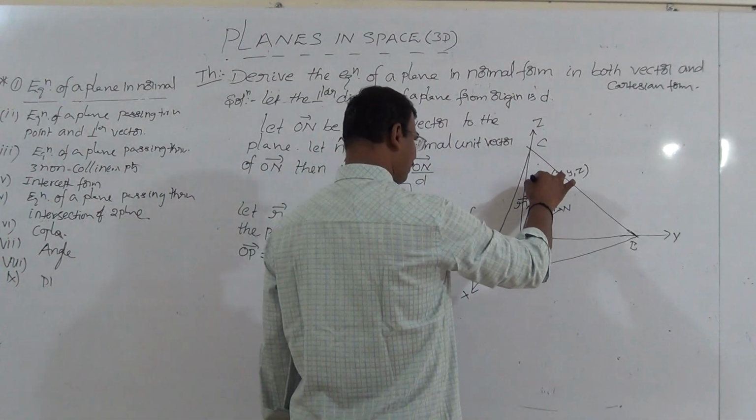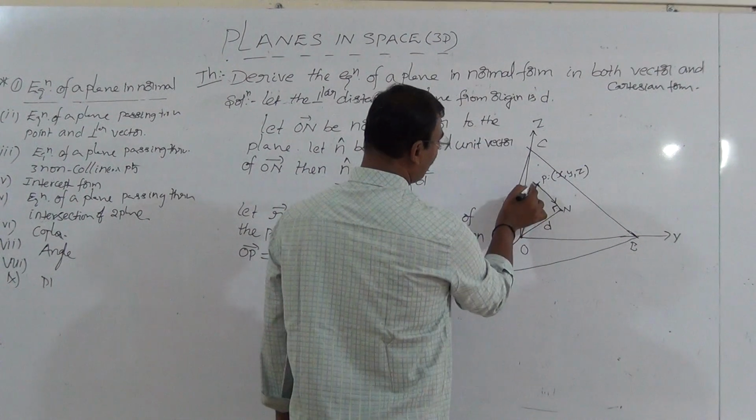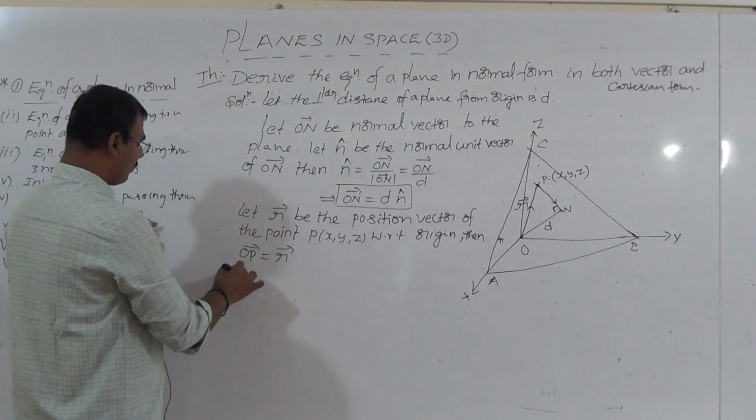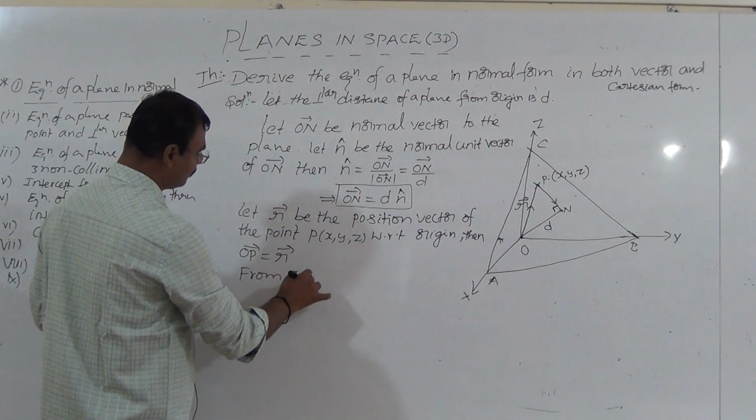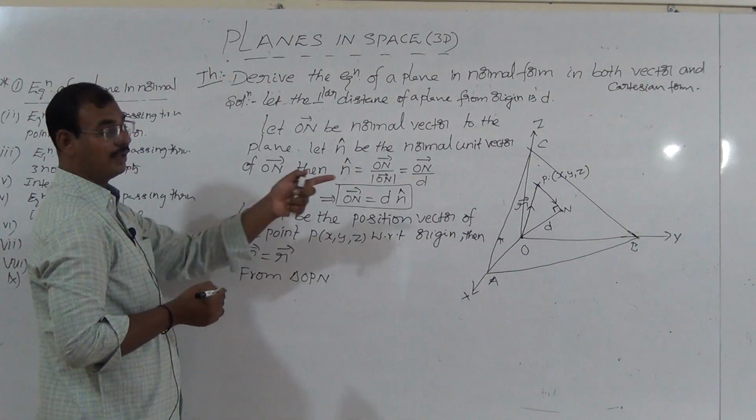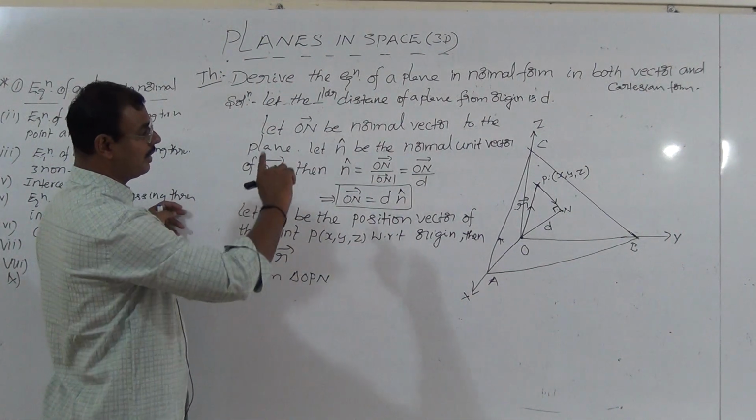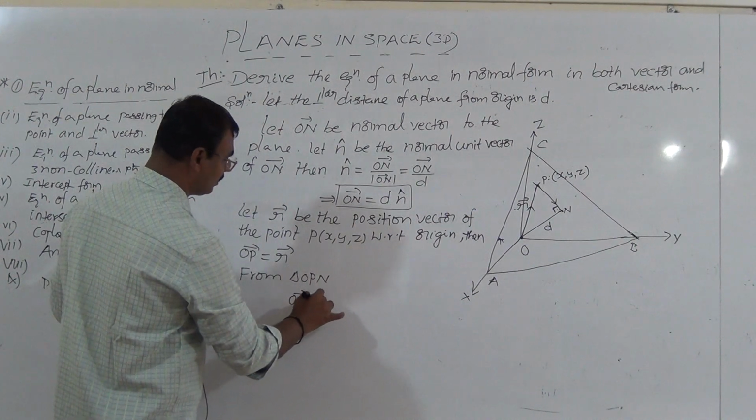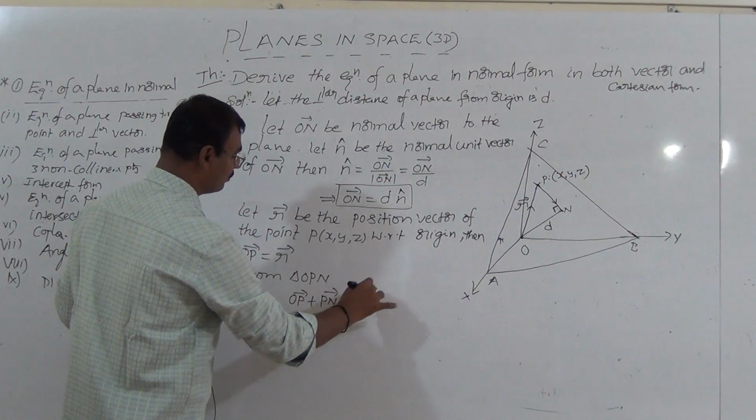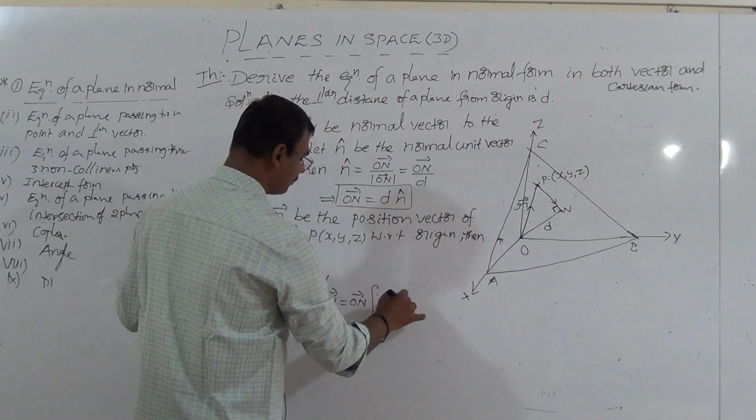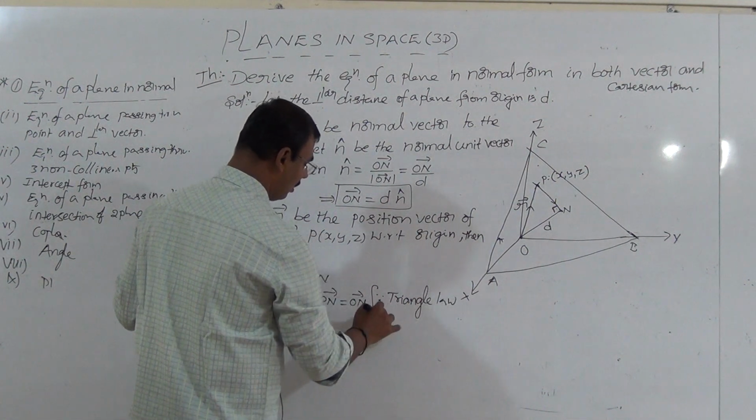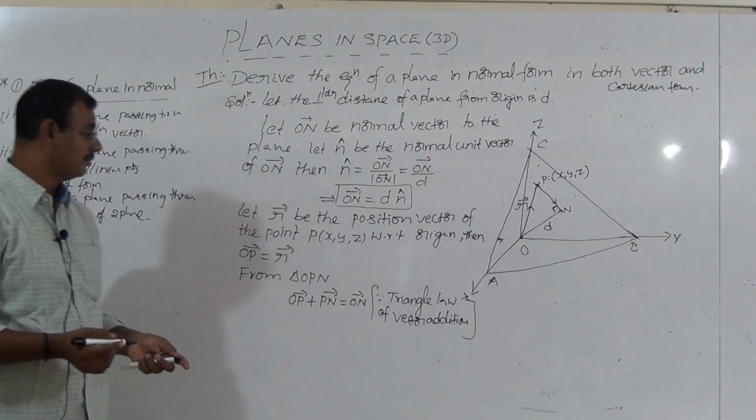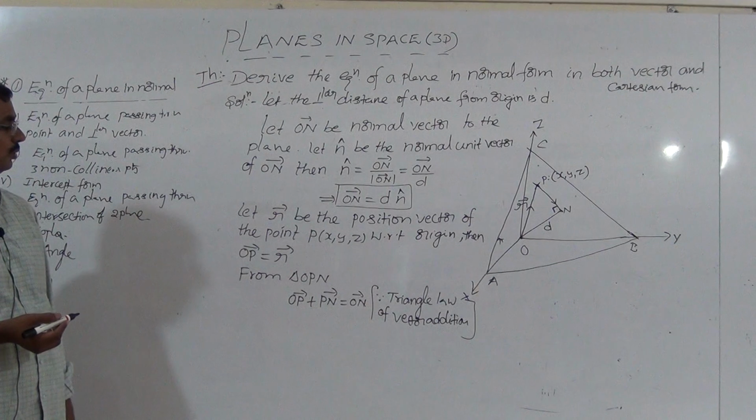Now join the PN vector. So this is the PN vector. Observe that this is a triangle OPN. From triangle OPN, using the triangle law of addition of two vectors, what do we write here? The OP vector plus the PN vector is equal to the ON vector. This is the triangle law of vector addition.